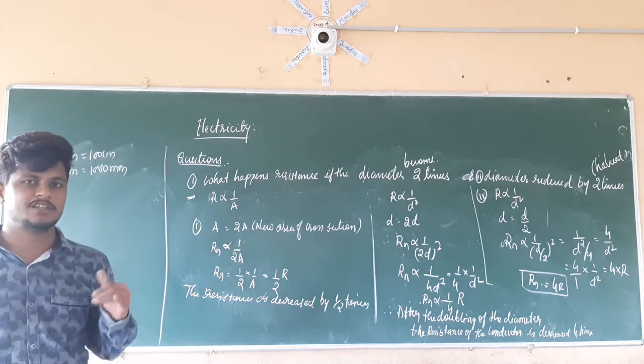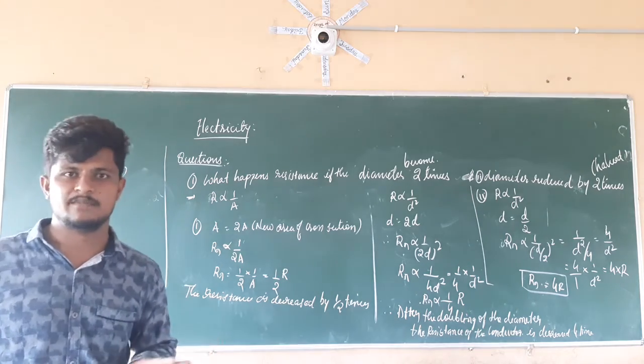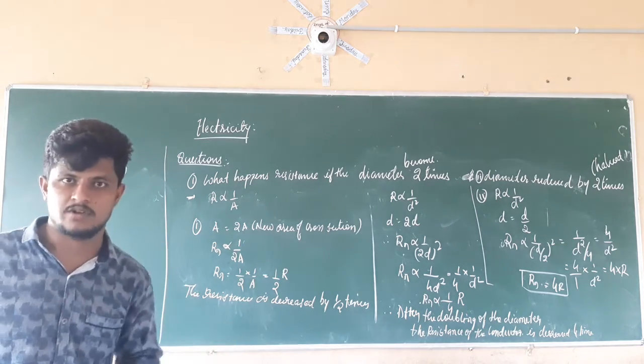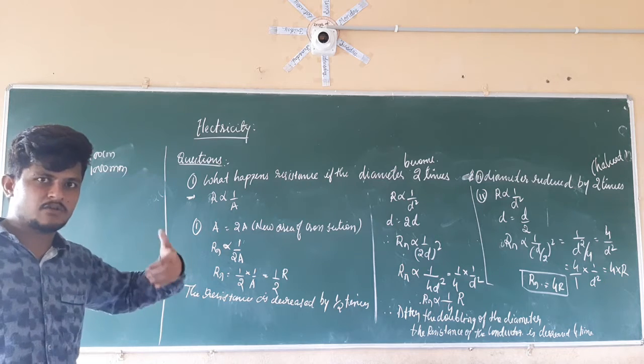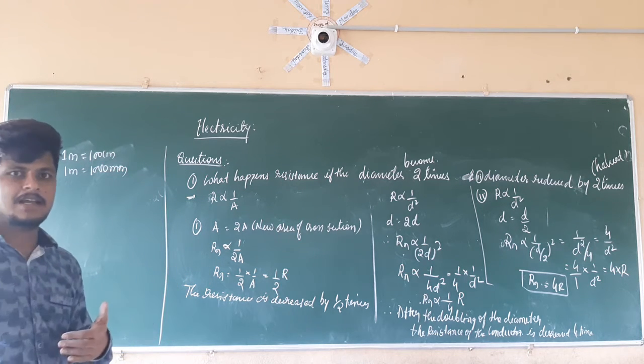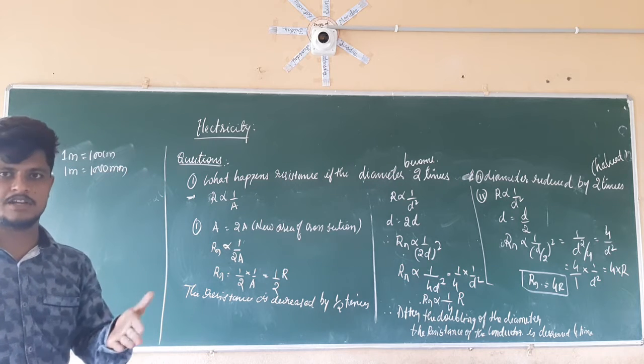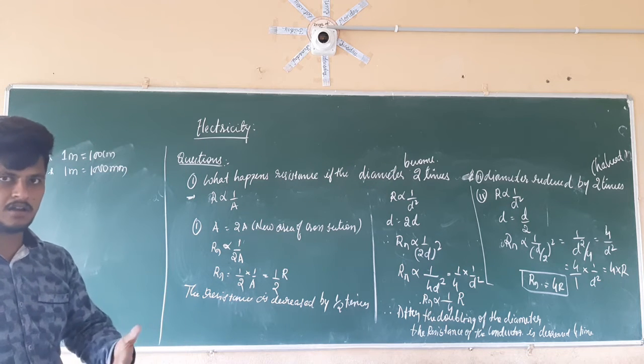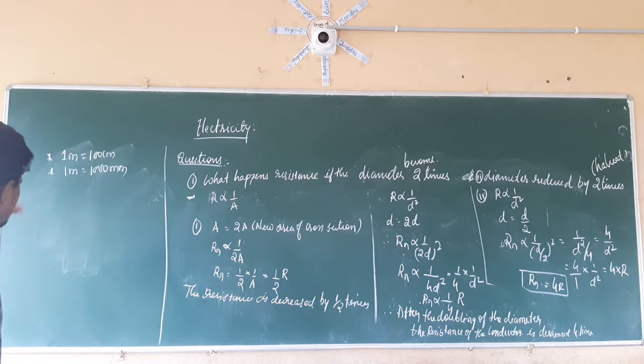The area of cross section should be in meter square only, not in centimeter square or millimeter square. So whatever values are given in the problem statements, you should convert them into meters, meter square, or ohms. So 1 meter equals 100 centimeters.